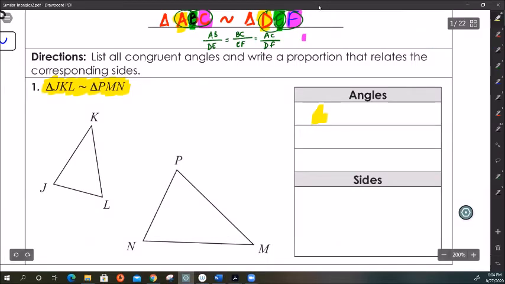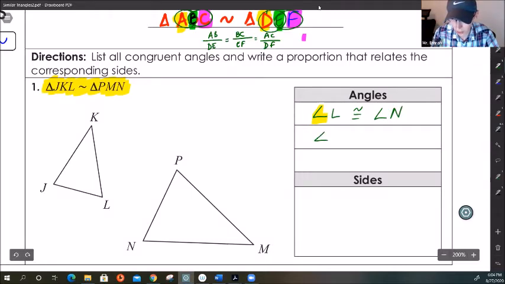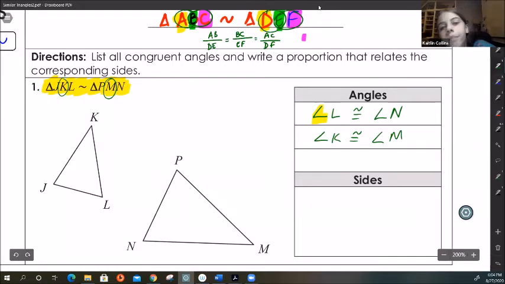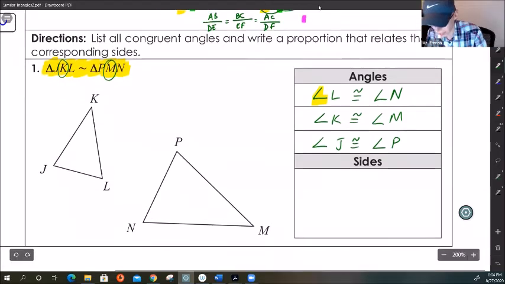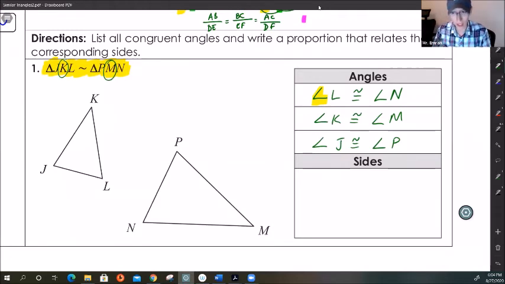Angle L is congruent to angle N. Angle K is congruent to angle M. And then angle J is congruent to angle P. The congruent sign is an equal sign with a squiggly sign on top, so that means congruent. Awesome. Who said that? Caitlin. And then Jaren just gave me all of them. Okay, thank you, Jaren.